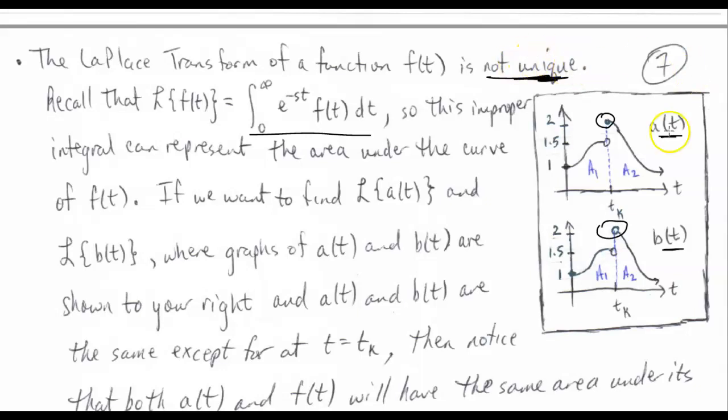So because of that, we know that the Laplace transform of a of t and the Laplace transform of b of t would end up being the same Laplace transform because the area under the curve of these two functions would indeed be the same.